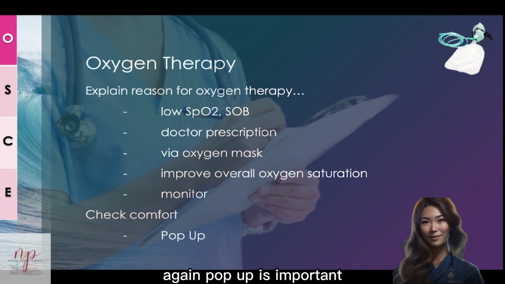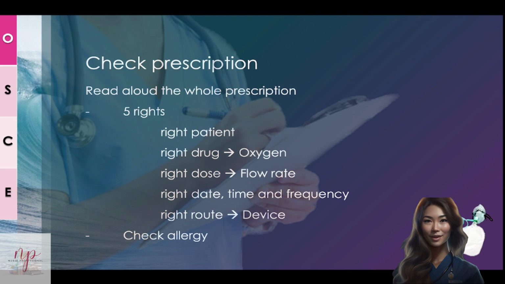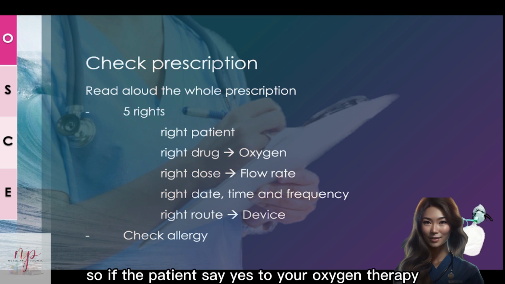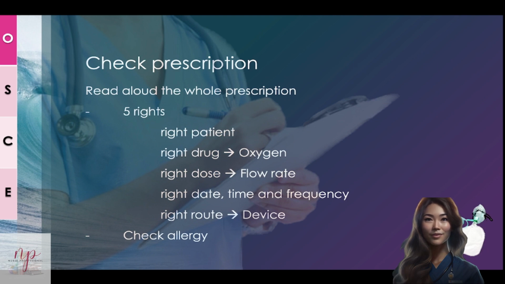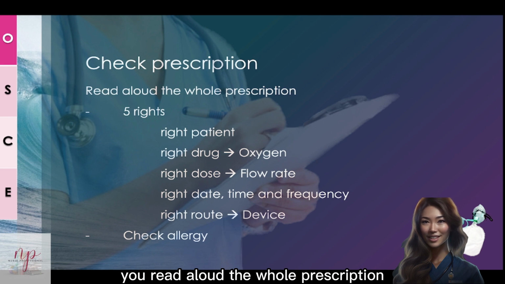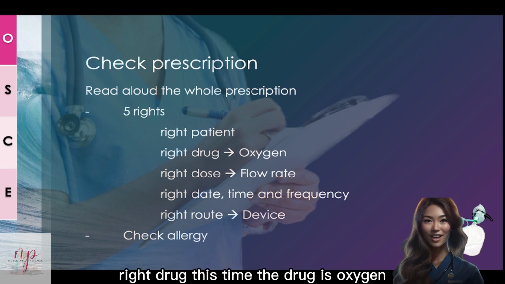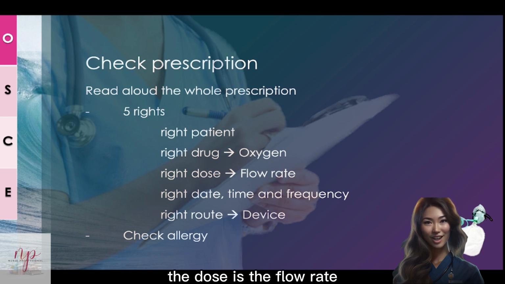Again, pop up is important. So when the patients say yes to your oxygen therapy, you read aloud the whole prescription. 5 rights: right patient, right drug. This time the drug is oxygen. And then right dose. The dose is the flow rate.